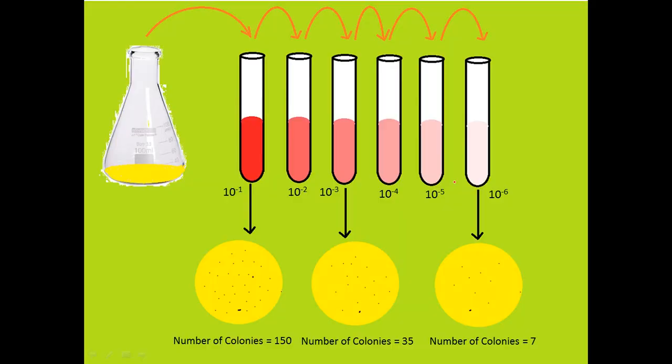After you make this dilution, you will select some of the test tubes in which you will do either the pour plate or the spread plate technique. In the pour plate technique, you will put 1 ml of the sample in the petri plate, then you will pour the petri plate with the molten agar. Then you will solidify the agar and incubate, and after 24 hours of incubation, you can see the colonies.